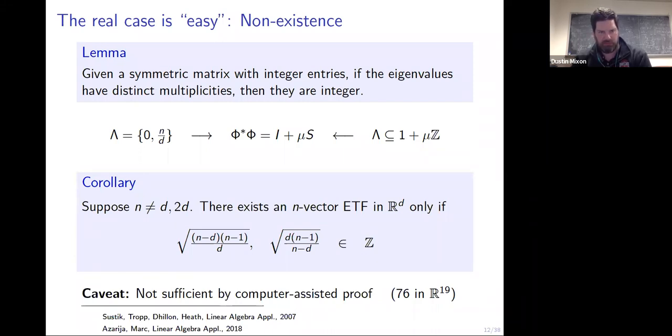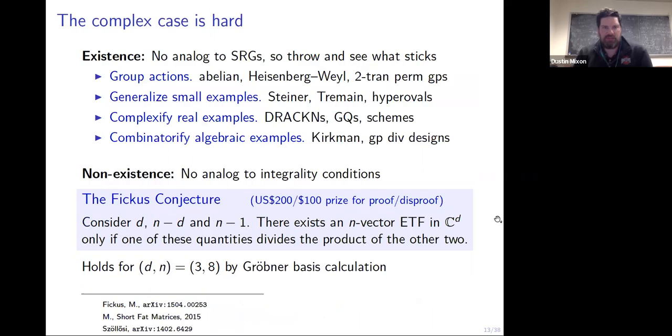This is the opposite of true in the complex case. In the complex case, you should think of it as hard. It's hard establishing existence. There's no analog to strongly regular graphs. The reason being that the Gram matrix of our vectors is no longer given by a certain sign pattern. We now have these complex phases. So instead of having plus minus 1 signaling some sort of combinatorial structure, we have these phases, and it's difficult to establish what sorts of structure they're begging for. So the research program has been to just throw whatever you can at the problem and see what sticks.